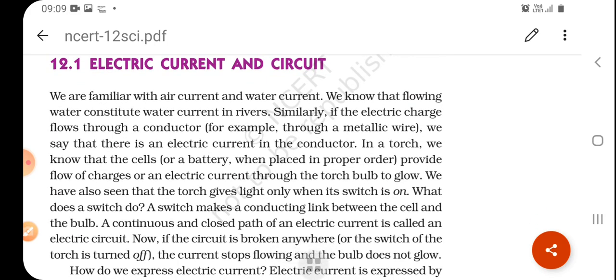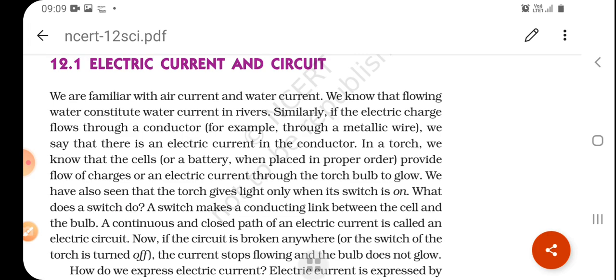That is a simple electric circuit. When we supply these batteries to the torch, the bulb will glow due to the flow of this electric current. We have also seen that the torch gives light only when the switch is on. So the switch is also an important component of the electric circuit. A circuit should have a switch to turn the electric current on and off.